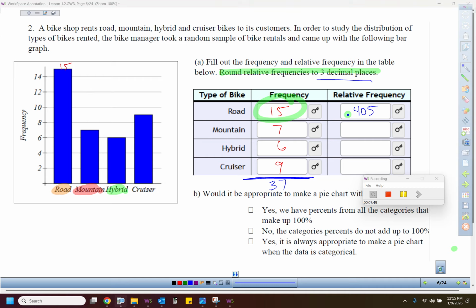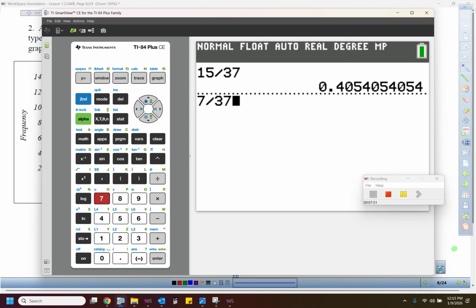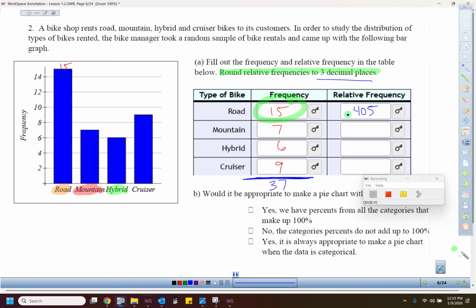For a mountain bike, that would be 7 out of 37. So let's round that to 3 decimal places. We're going to look to the 4th spot right here. 6. Are you with me on that? So 0.189. Cool. If you need help rounding later, I will help you.